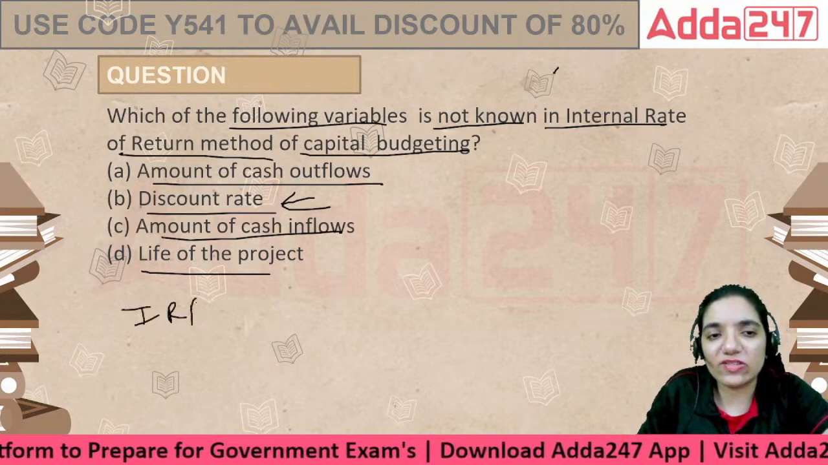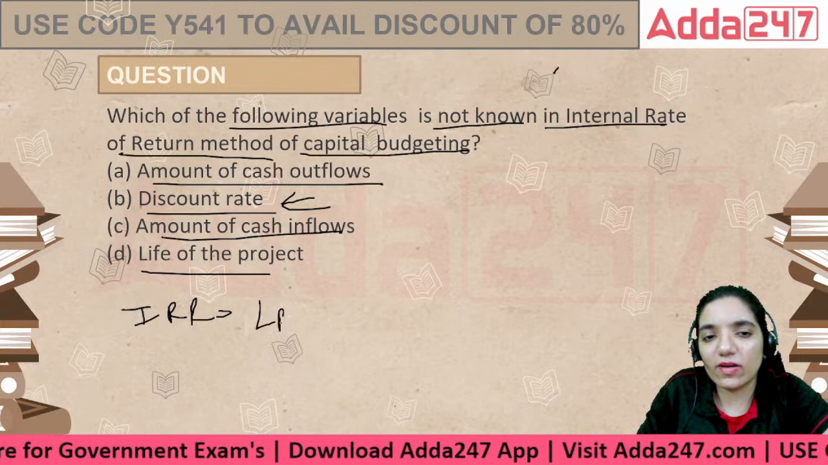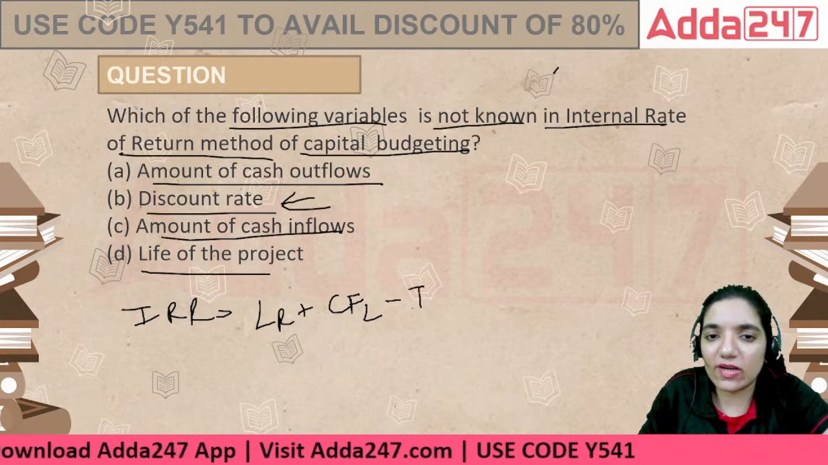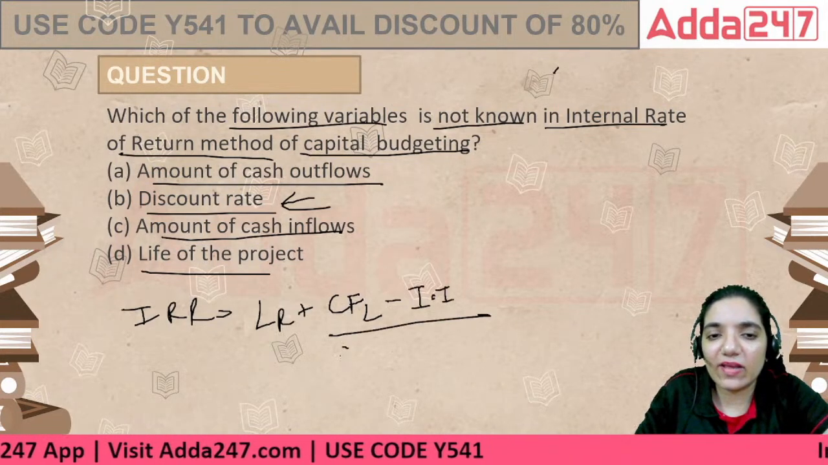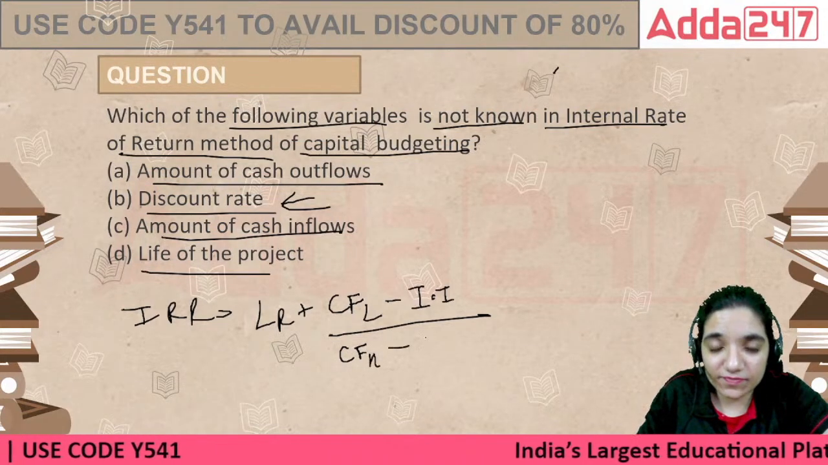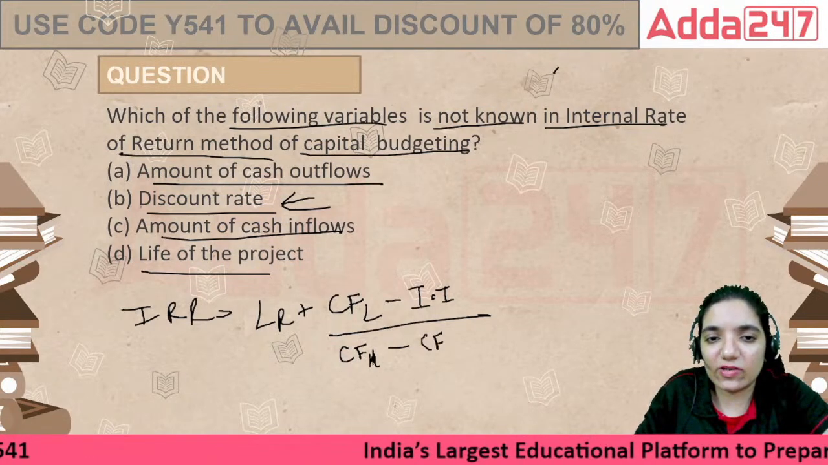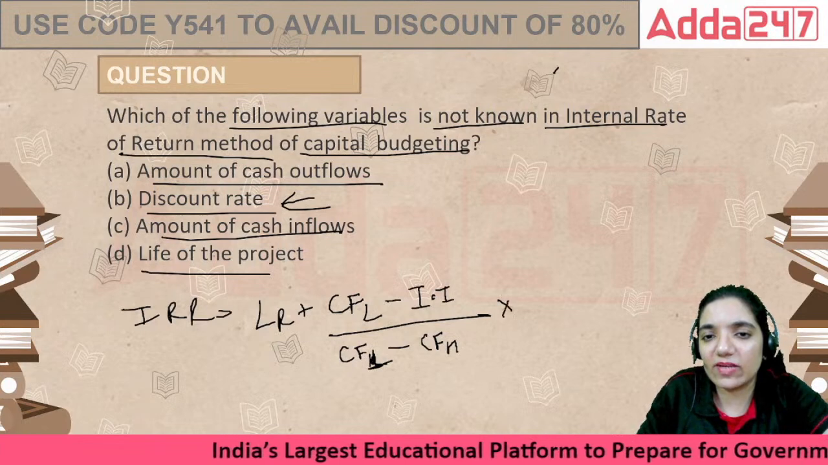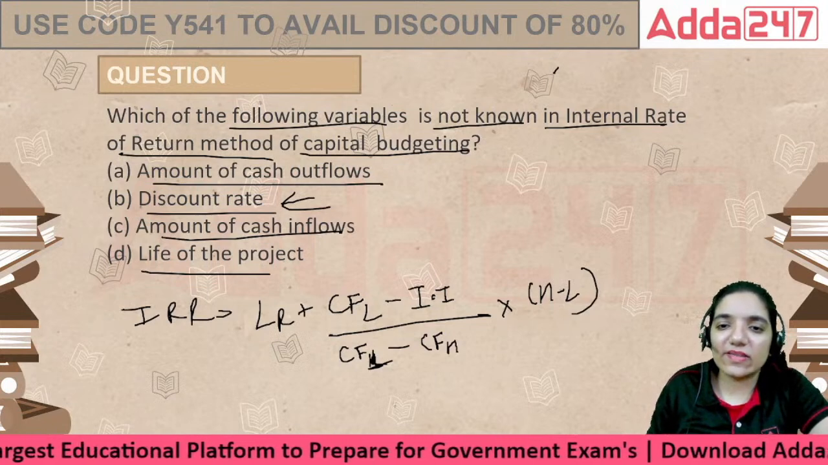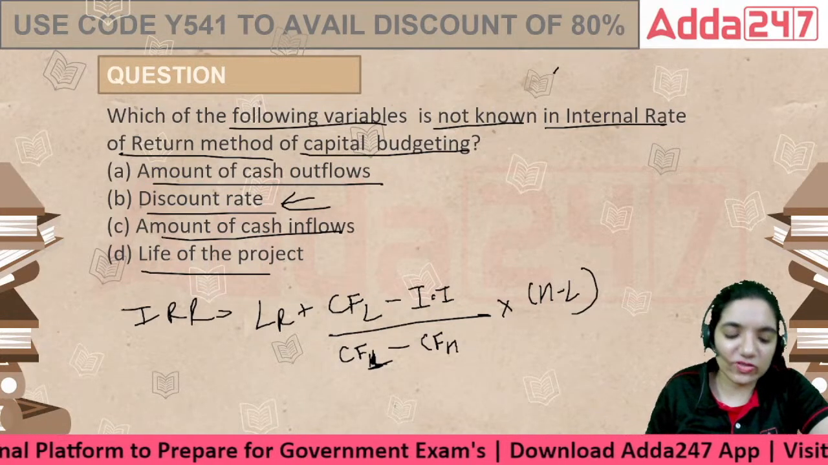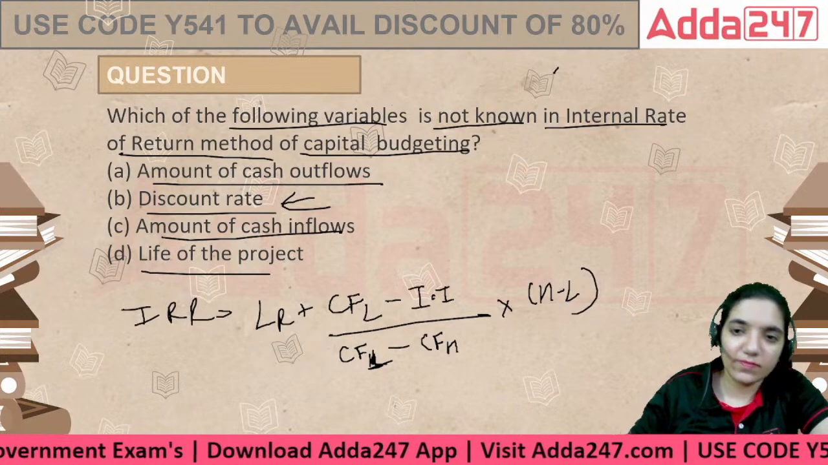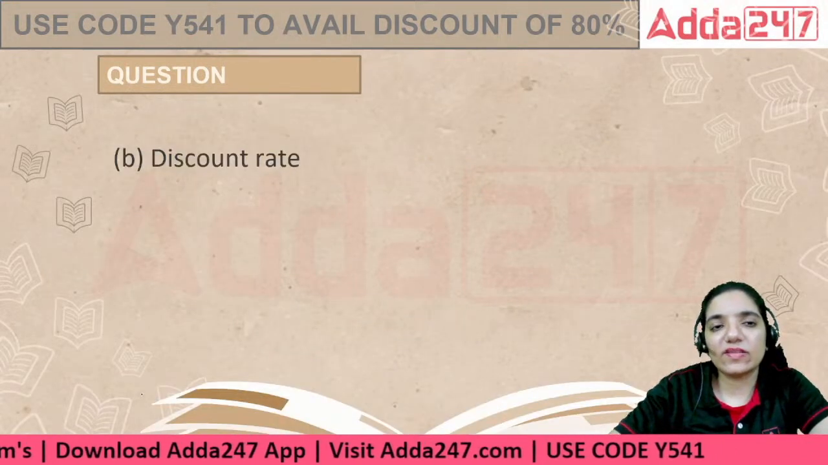Okay, if you're talking about IRR, what's the formula for it? The formula is lower rate plus the discounted cash flows at the lower rate, minus initial investment, divided by the cash flows at the lower rate minus cash flows at the higher rate, multiplied by higher minus lower rate. This is the formula for IRR. This can also be asked in the examination, what is the formula, so you can note this point, right? That is, discount rate is not given.